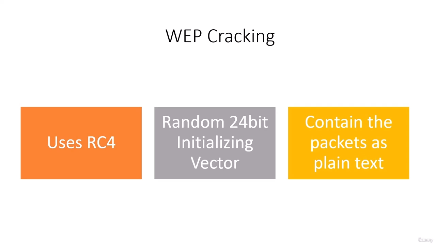So the first encryption that we're going to talk about is WEP, or WEP cracking or WEP breaking. It is the first one because it's the oldest one and the easiest one to break, but we still need to learn how to break it, because you will see networks that still use WEP. WEP encryption uses an algorithm called RC4.